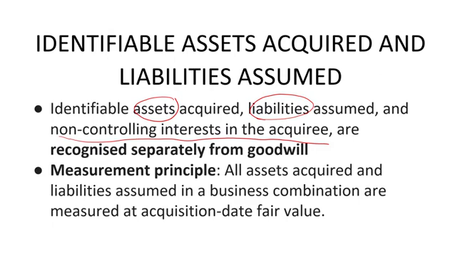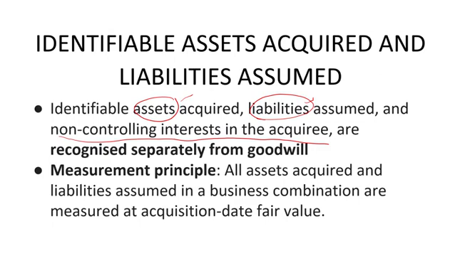So all this, the assets acquired, the liabilities, and the portion of the NCI, all right, will be recognized separately from the goodwill. So this is what is being mentioned here when we talk about the identification of the assets and the liabilities assumed. It is recognized separately when the companies, basically the parent, prepare the consolidated financial statement.